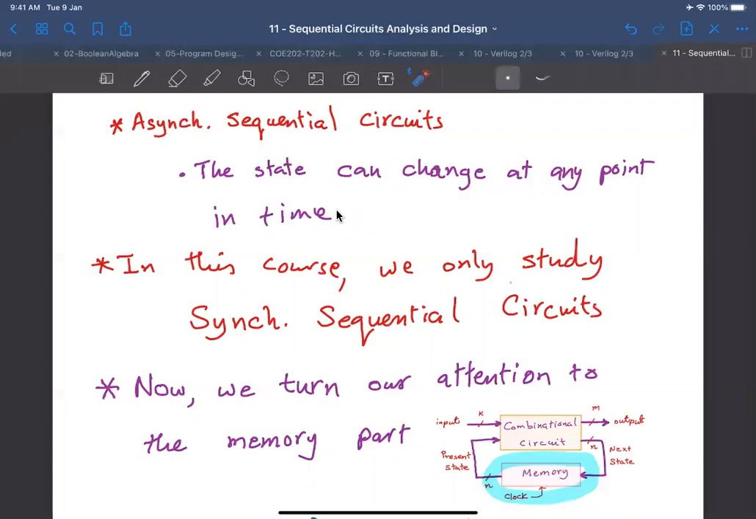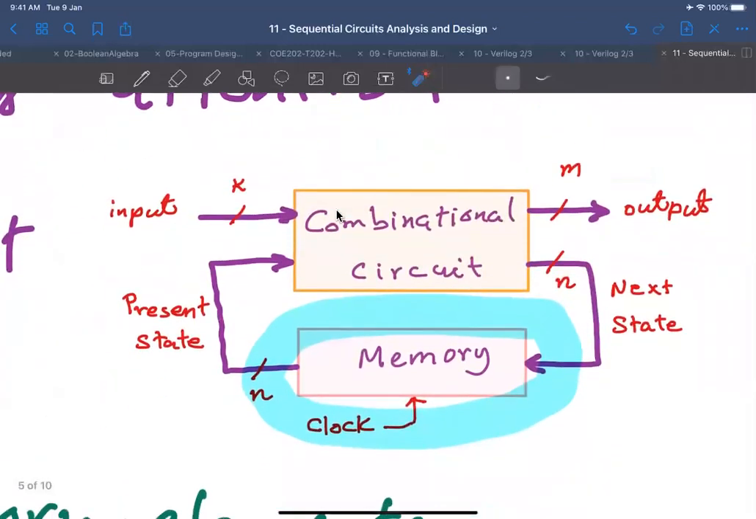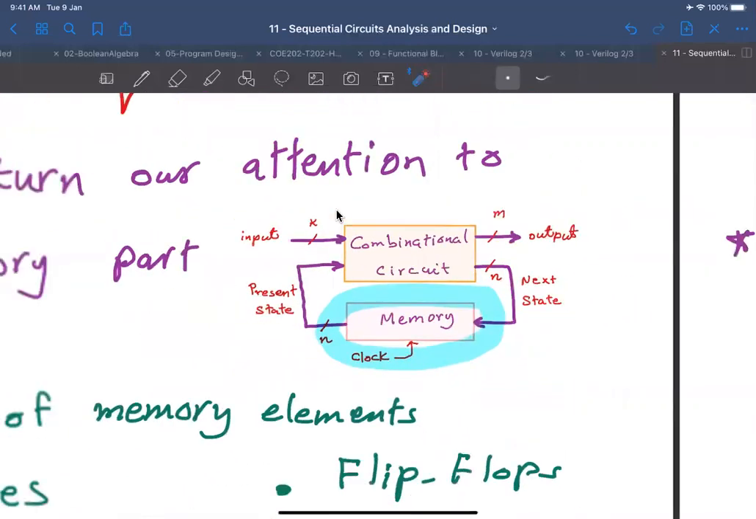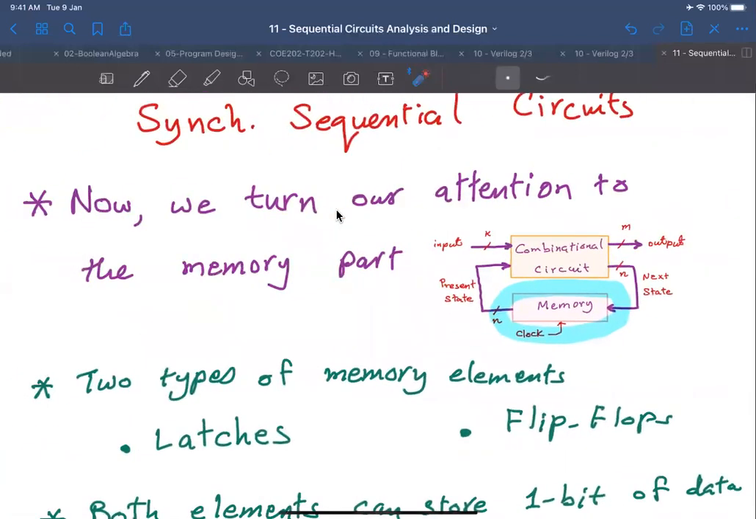So now we turn our attention to the memory part. What is inside this memory part? We need to know what is inside. The memory can be one of two kinds. The first kind is latches, and the second kind is flip-flops. One latch can store 1 bit of memory, just 1 bit, and one flip-flop can store 1 bit of memory.